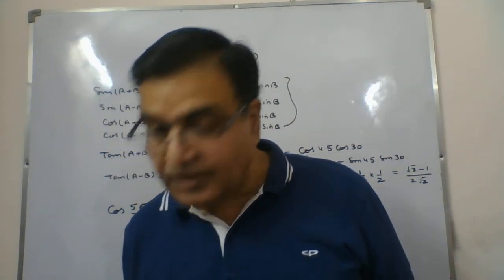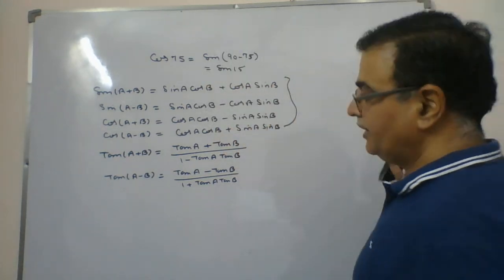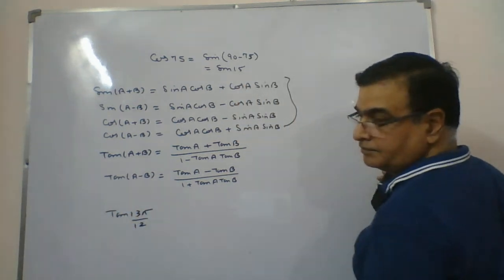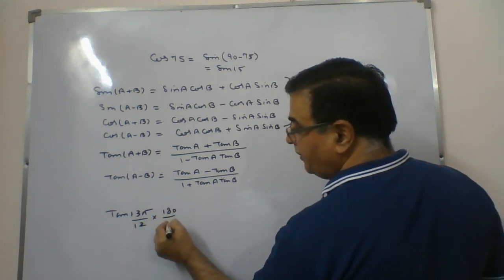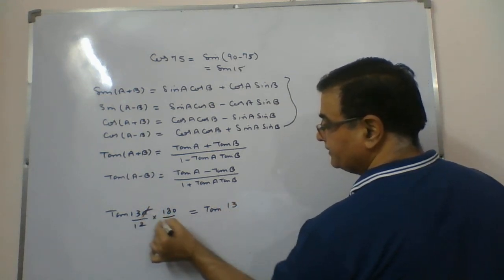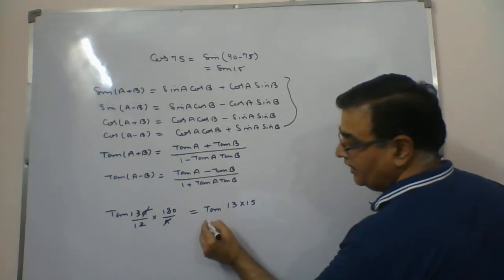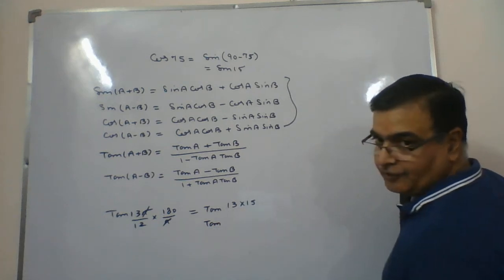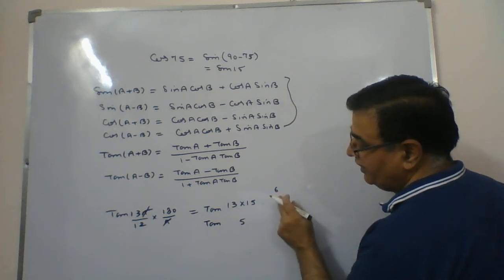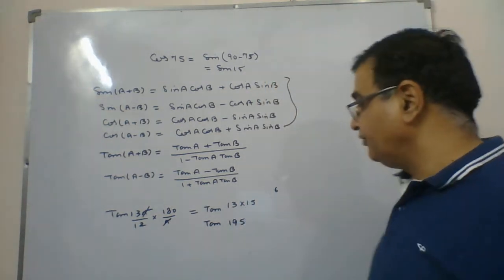One more result is tan 13 pi by 12 they are asking. So we will write this as 180 by pi, then tan 13, pi gets cancelled out, this will be by 15 I think, then it comes out to be 13 into 15, 13 5s are 65, 13 1s are 13 and 6 is 195. So it comes out to be 195 degree.